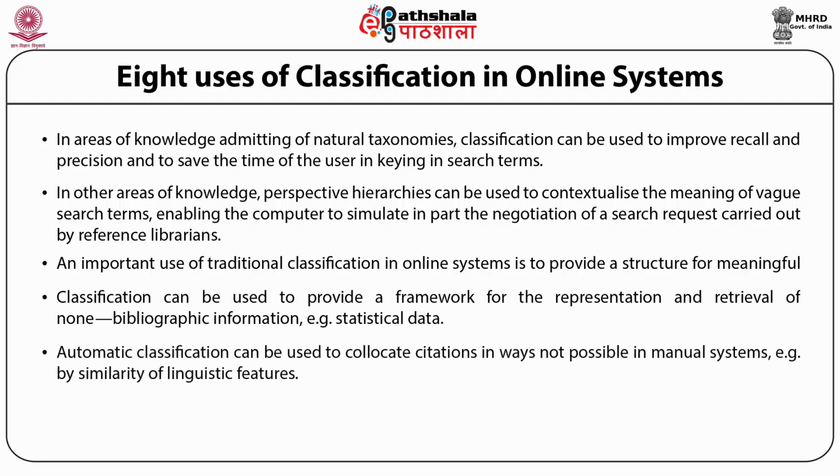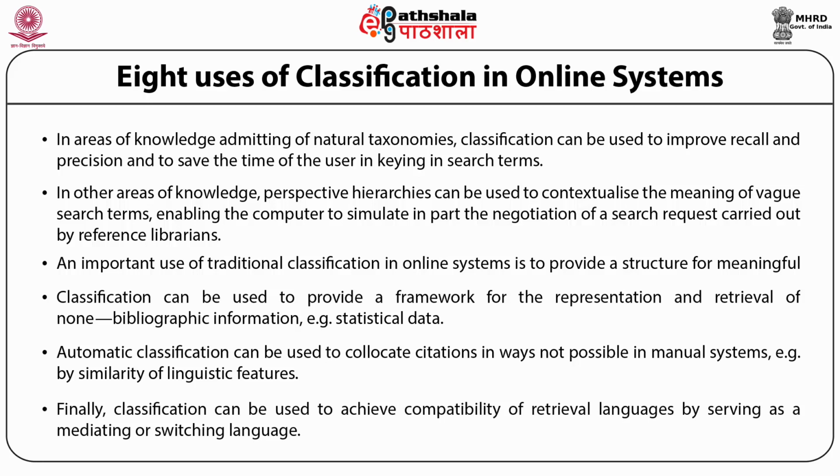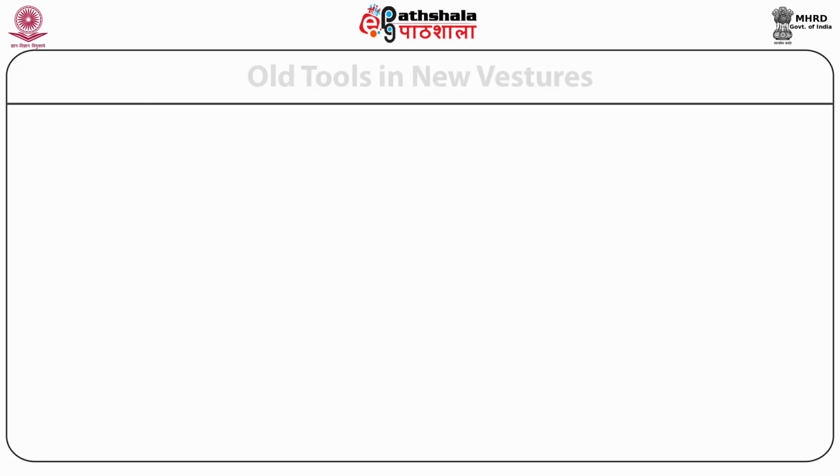Automatic classification can be used to collocate citations in ways not possible in manual systems. For example, similarity of linguistic features can be used for searching a database. Finally, classification can be used to achieve compatibility of retrieval languages by serving as a mediating or switching language.